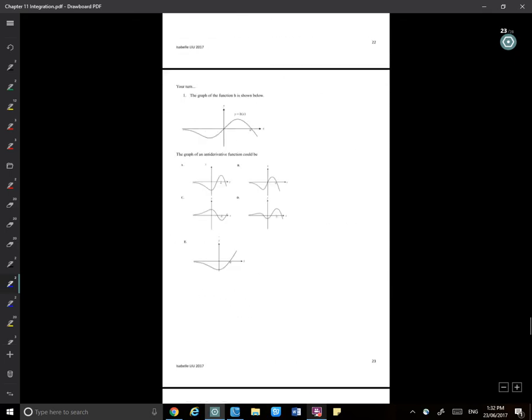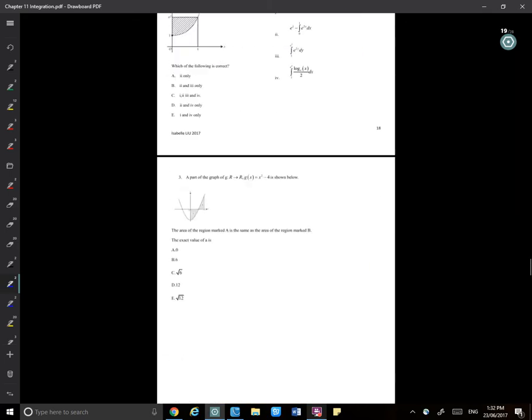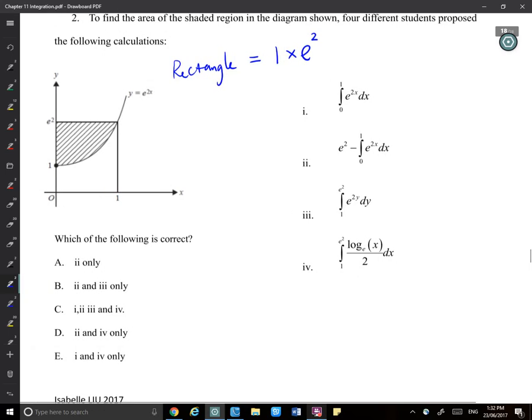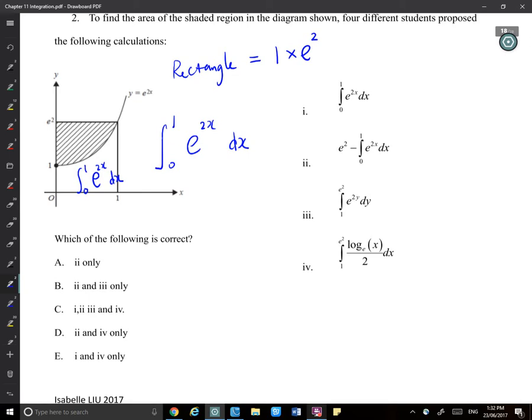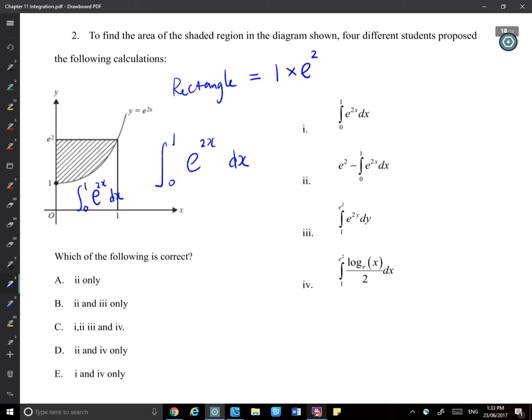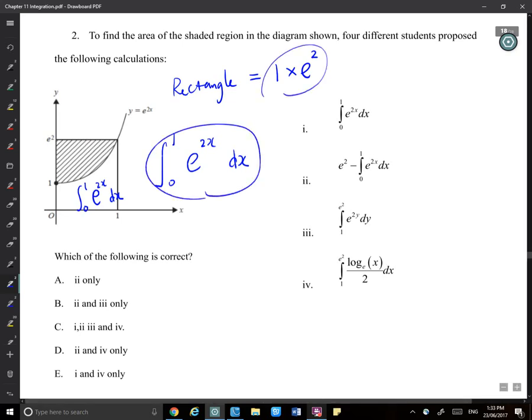And I want to know the area under the curve. Where's my curve? Okay, I want to know this area. So it's just an integral from 0 to 1 of e to the power of 2x dx. That's this white area. So what you can do is use the rectangle to subtract that. We'll have this option here.